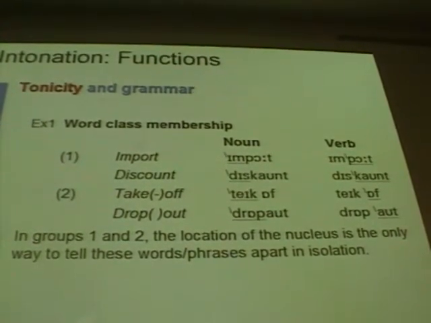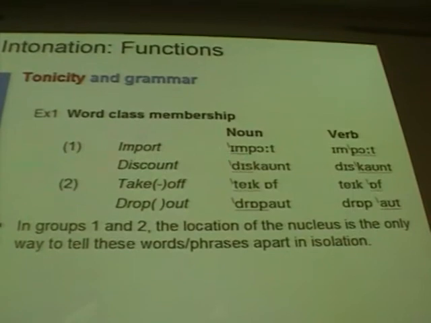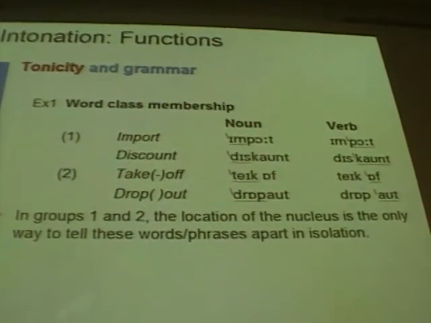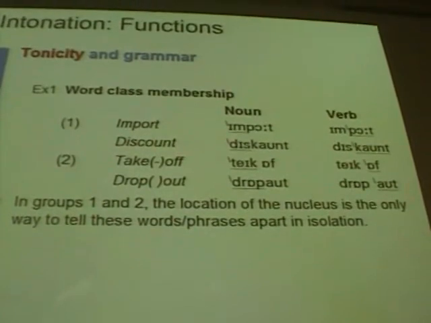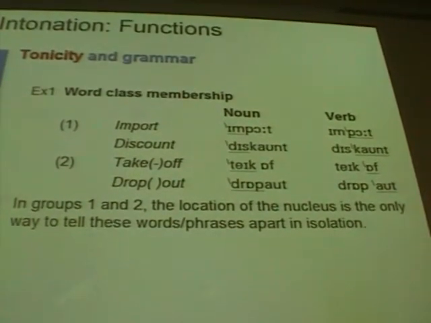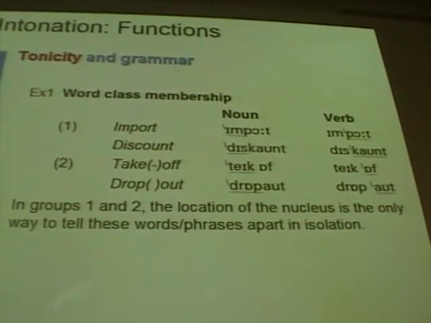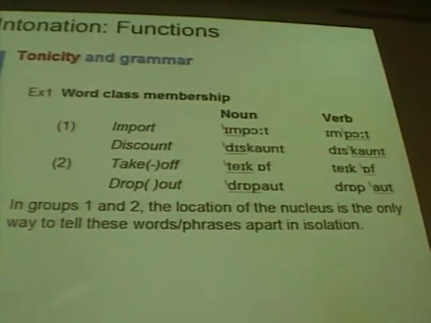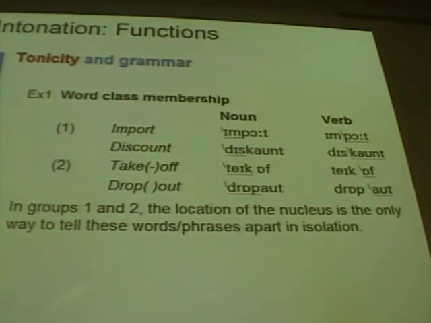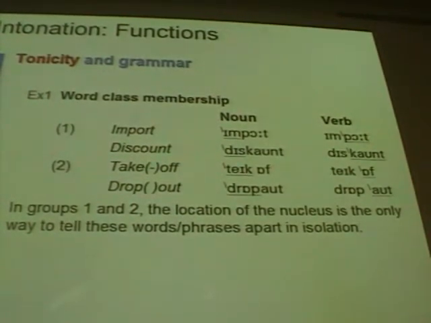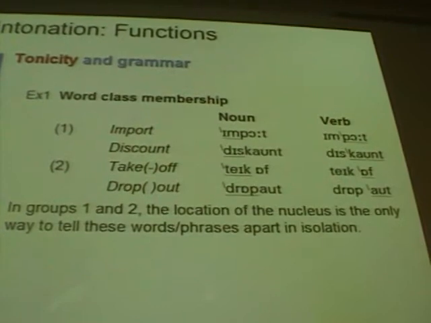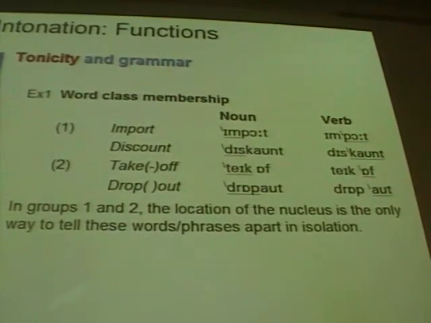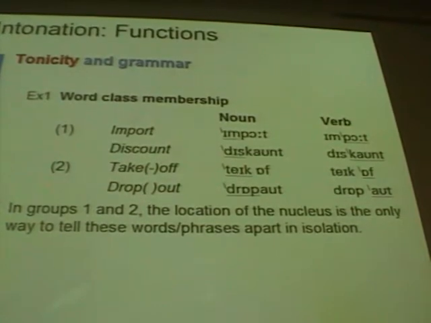So I have an import, but to import. A discount, to discount. A take-off, but to take off. Now, a take-off is where you imitate something, ridicule it perhaps, skits, you know. But to take off is what aircraft do. A dropout, somebody who's turned his back on the regular structure of society, a dropout. But to drop out is something falling out of something. Maybe a dropout drops out, but we can tell the difference by the location of that stress.